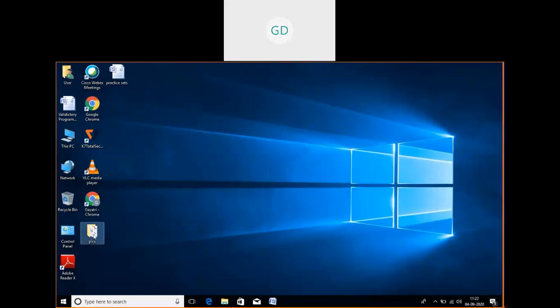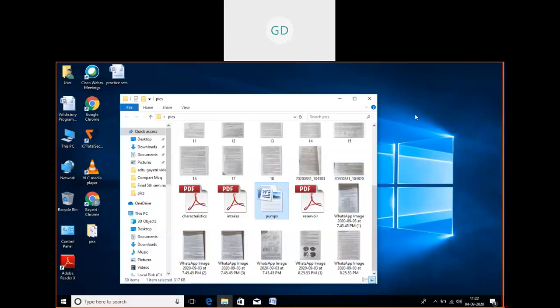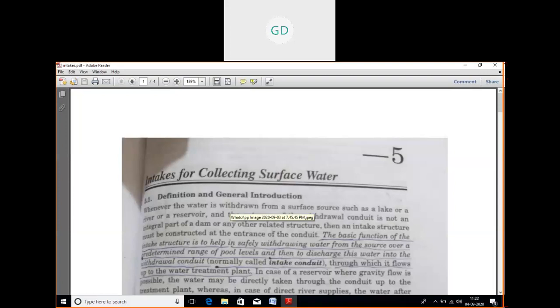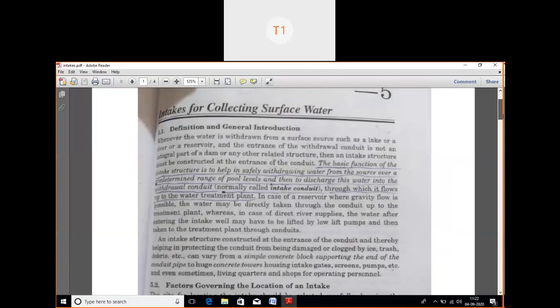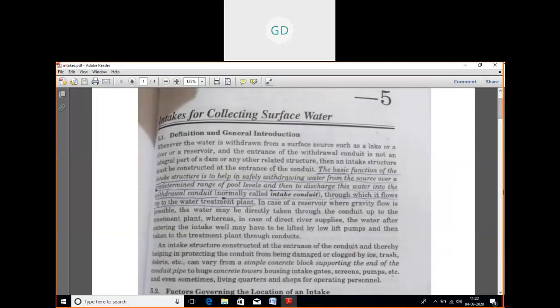Okay, last class, what we did, yes, we did about your intake structures, right? So I told that I will give you some pictures from the book so that you can write your definitions and some points. So I have taken the pictures. Just wait. Okay. Please take a screenshot of this.